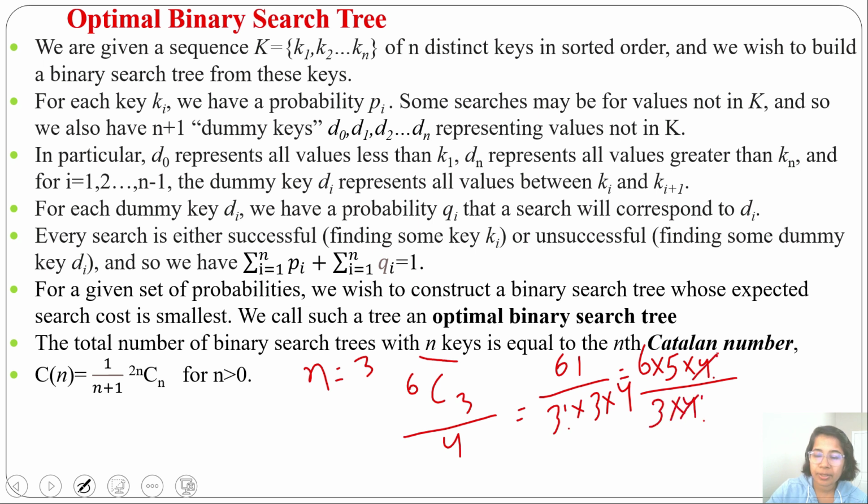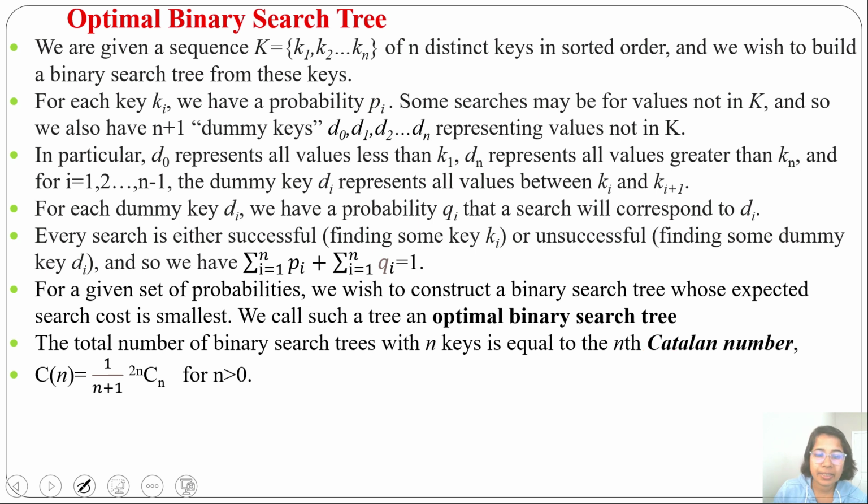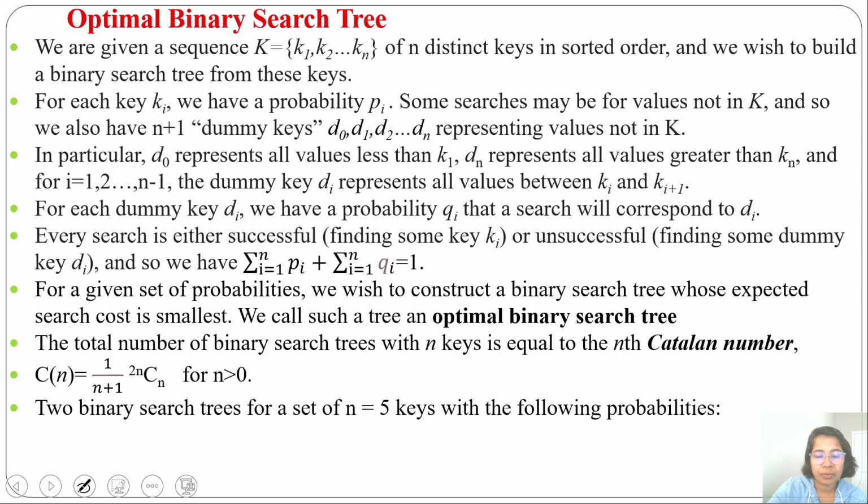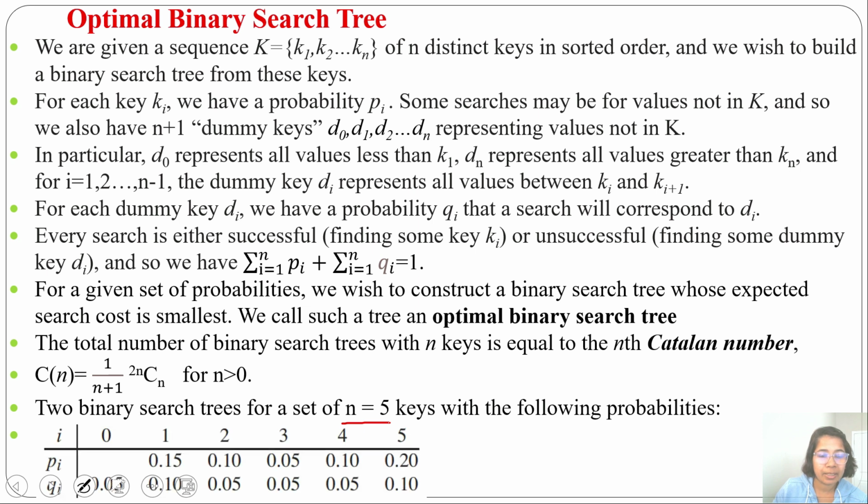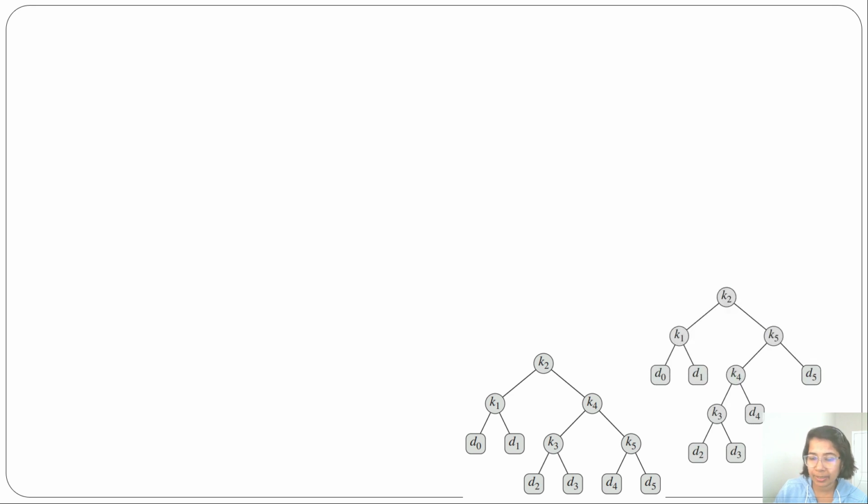So this 4 factorial will be cancelled. Then 3 factorial will cancel with 6. So we have 5 distinct binary search trees possible for 3 keys. Let's see one example. We have two binary search trees for n equals 5 with the following probabilities. These are the probabilities. Now this is our first binary search tree and this is our second binary search tree.